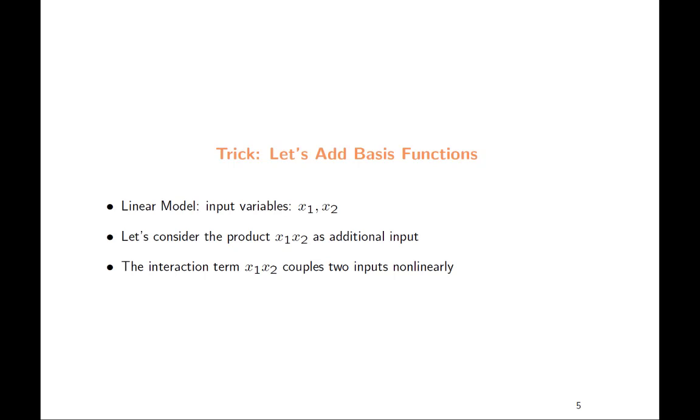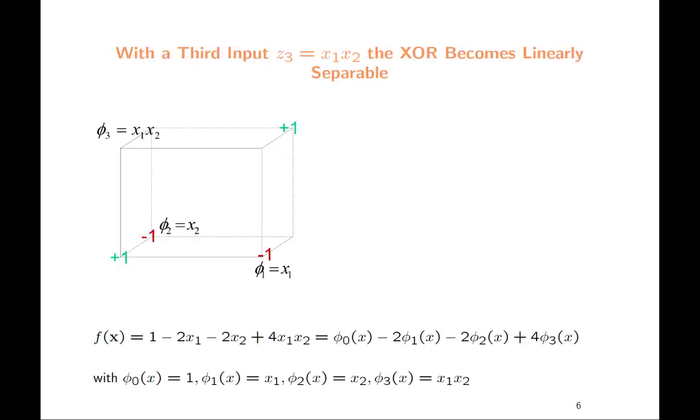And the trick is to simply add a third input. For the linear model, we had the inputs x1 and x2. But now let's consider x1 times x2 as an additional input. This interaction term, x1 x2, couples the two inputs nonlinearly, because the one depends on the other. So it's a so-called interaction term.